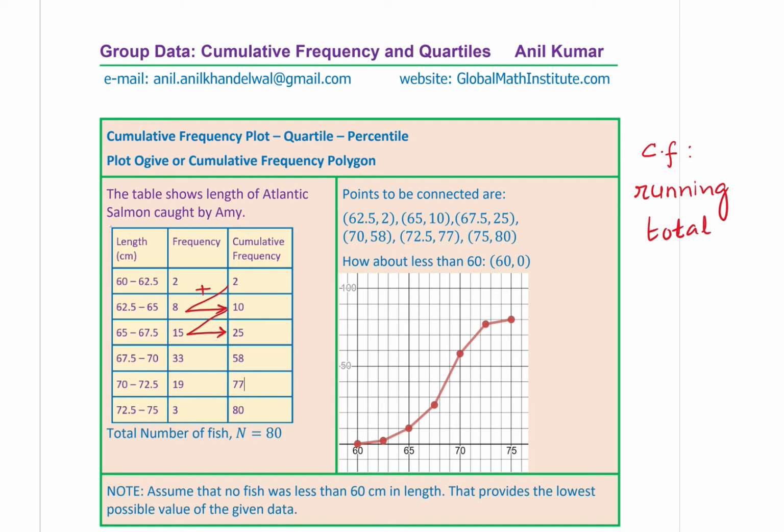It really means, let me write down here, what does it mean? It means that the number of fish with length less than 65 is 10. You understand? That is what it means. So that gives us a coordinate value to plot on the frequency diagram. Perfect.